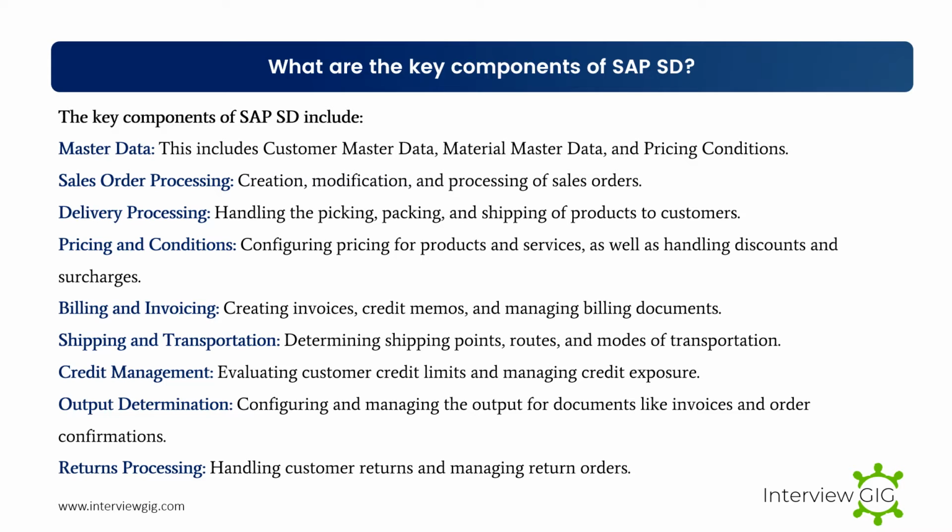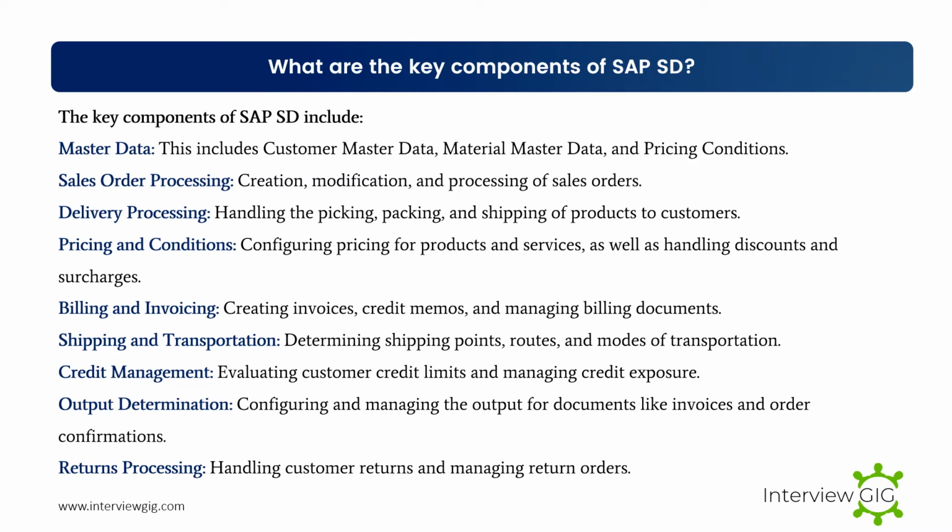What are the key components of SAP SD? The key components of SAP SD include Master Data. This includes customer master data, material master data, and pricing conditions. Sales order processing: creation, modification, and processing of sales orders.